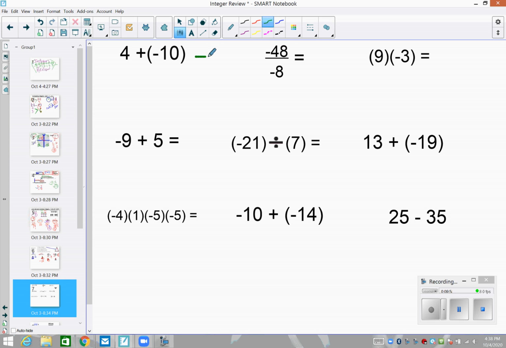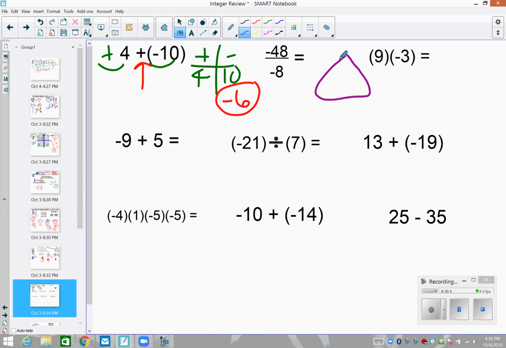First one would be a tug of war. So we have a +4 and a negative 10. Now there is a sign in the middle right here, but it does not say opposite. It says add. So the result of that would be negative, and we'd have 6 extra players, so negative 6. Next problem is a triangle problem. We have a negative 48 and a negative 8. So the sign of that is positive 6.